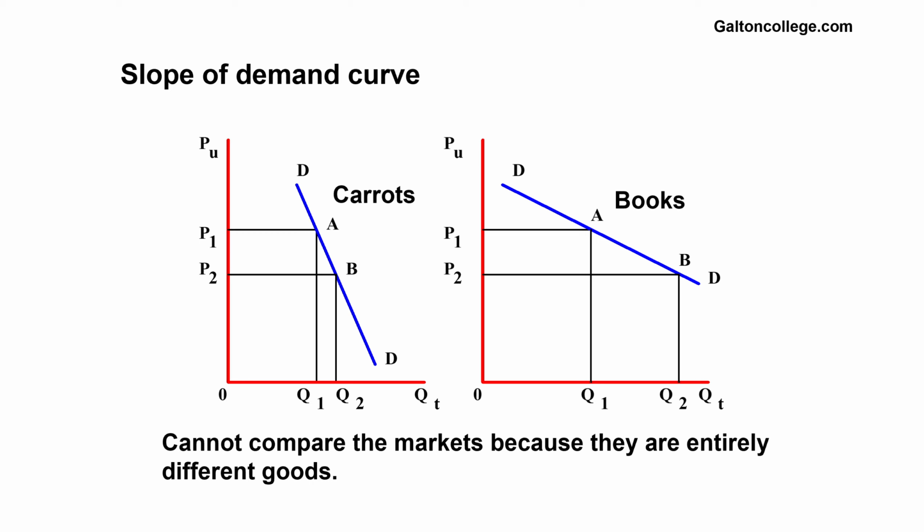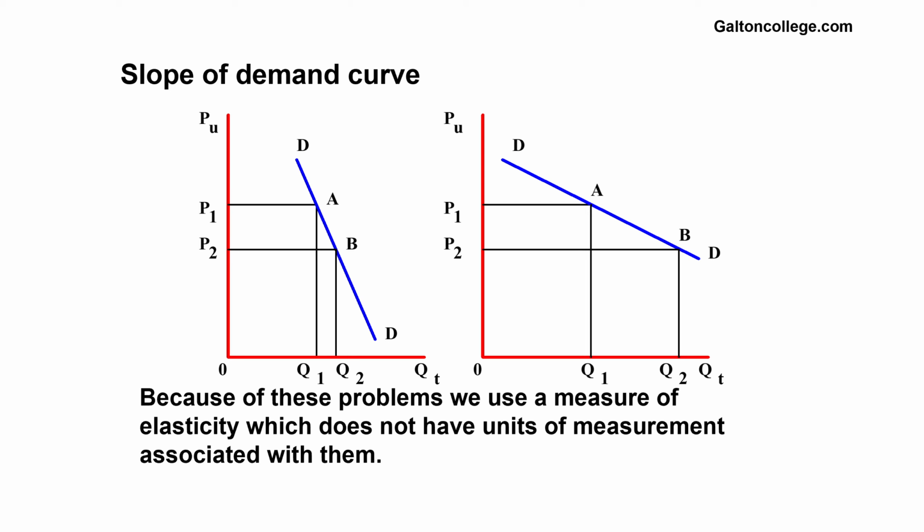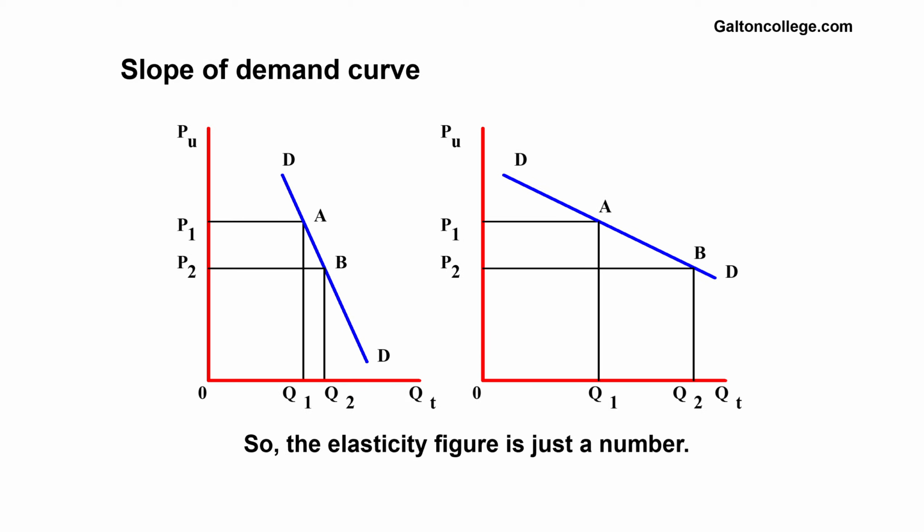We just simply can't compare two items, two diagrams, because they're totally different goods. Carrots and books. Carrots and books don't have very much in common. So we can't just look at them and say, oh, carrots are more elastic or less elastic or whatever. They're two totally different products. So they can't be compared. Despite what we sometimes say in classes. Okay, I think we've looked at that one.